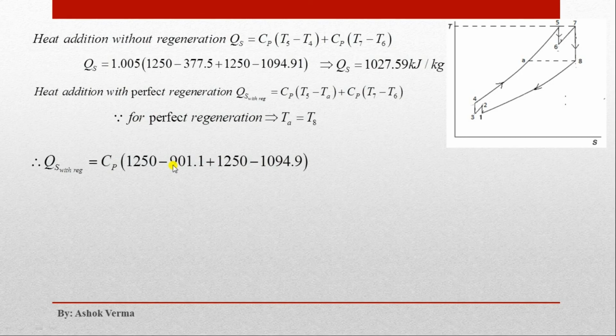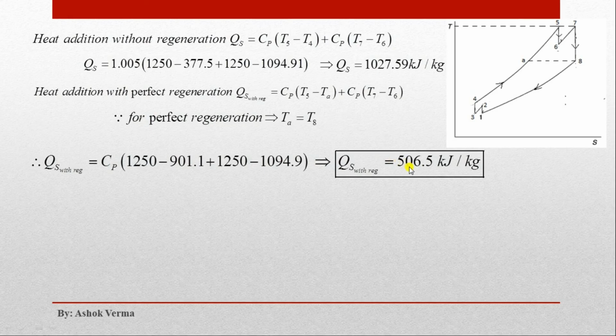is equal to 901.1 plus T7 is equal to 1250 minus T6, T6 is equal to 1094.9. So this will be equal to 506.5 kilojoule per kg.